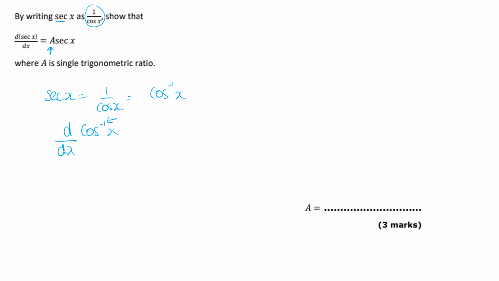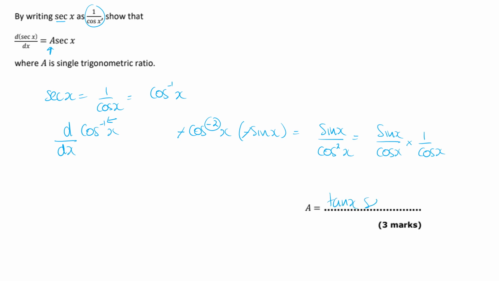So power down, it will be minus cos to the minus 2, taking 1 off the power, then differentiation with respect to the inside function, which was cos. So the differential of cos will be minus sine x. So the two minuses will cancel and we'll get sine x over cos squared x, because that is to the minus 2, so we'll just put that underneath. So that is sine x over cos x times 1 over cos x, which is tan x sec x.